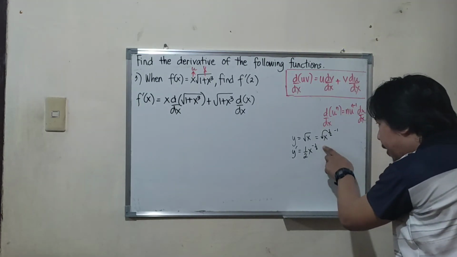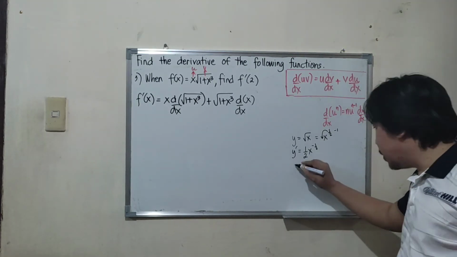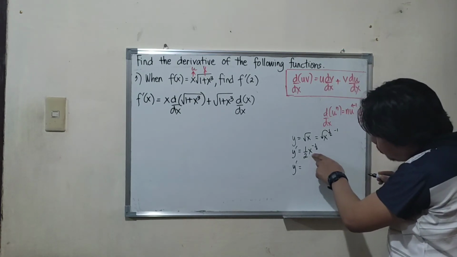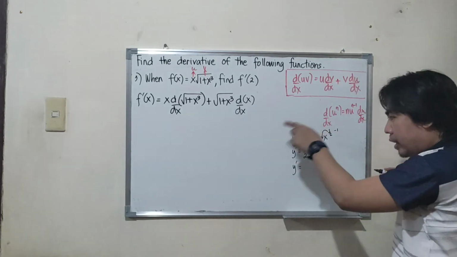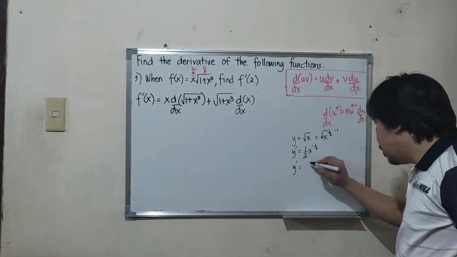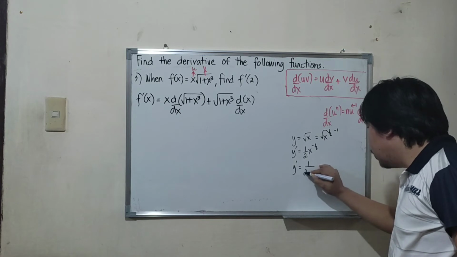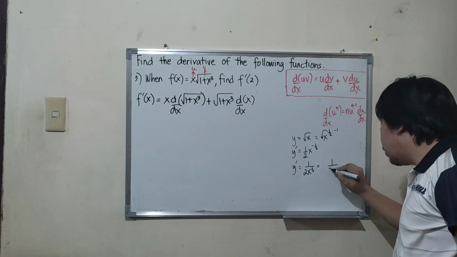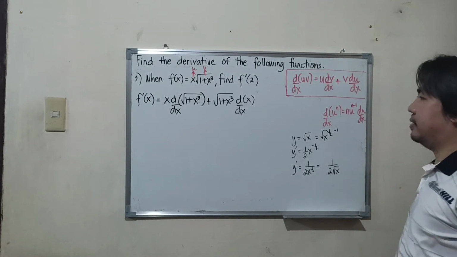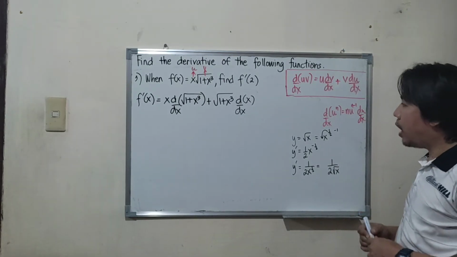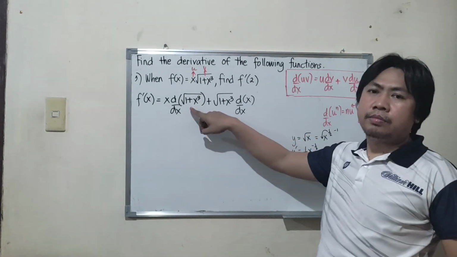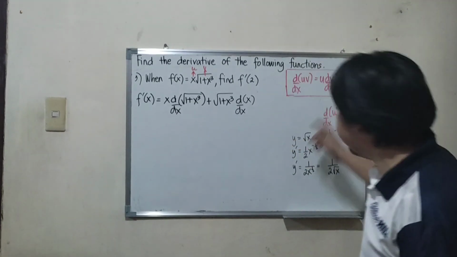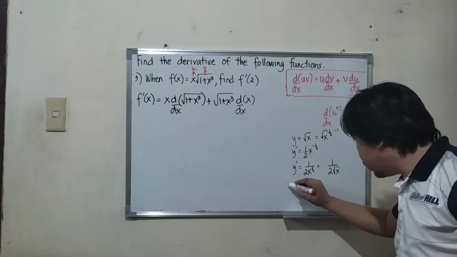times derivative of x with respect to x. So that will give us y prime is equal to, so put the x raised to negative 1/2 to the denominator because the exponent is negative. So we have 1 over 2 x raised to 1/2, or that is equal to 1 over 2 square root of x. So we have a shortcut formula for square root.